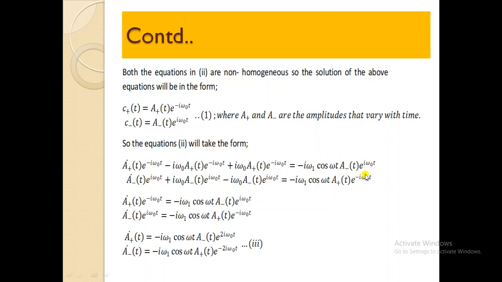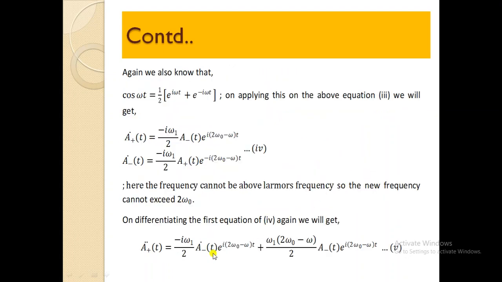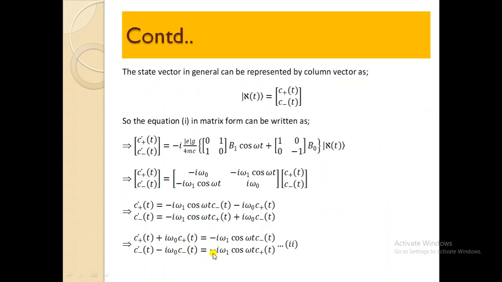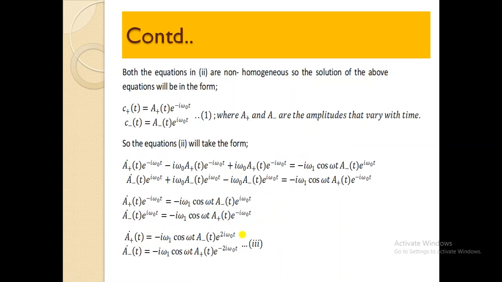Likewise, in the second of these equations, I have done similarly. You can put the value of c minus dot t, c minus t and c plus t, and then you will get an equation of this form.